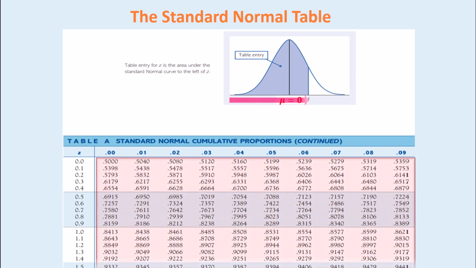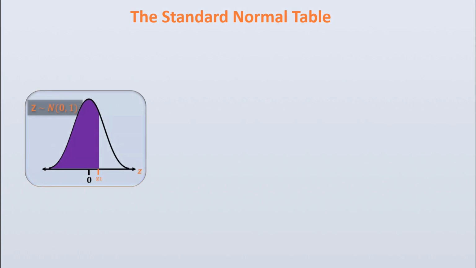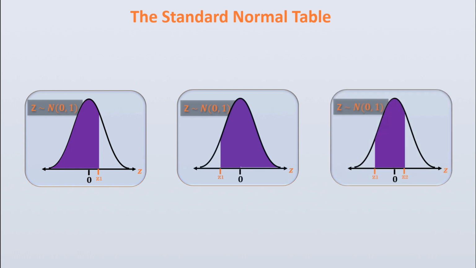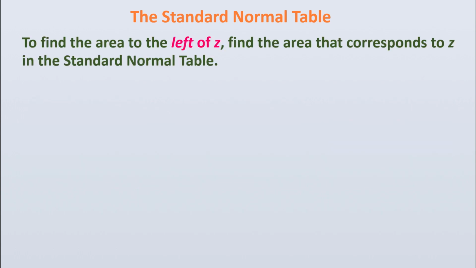I will now explain how to use a z-table to calculate the area or probability. There are three possible cases here. First, the area left of the z-value. Second, find the area to the right of the z-score. And finally, find the area between two z-scores. Now let me explain this using some examples.